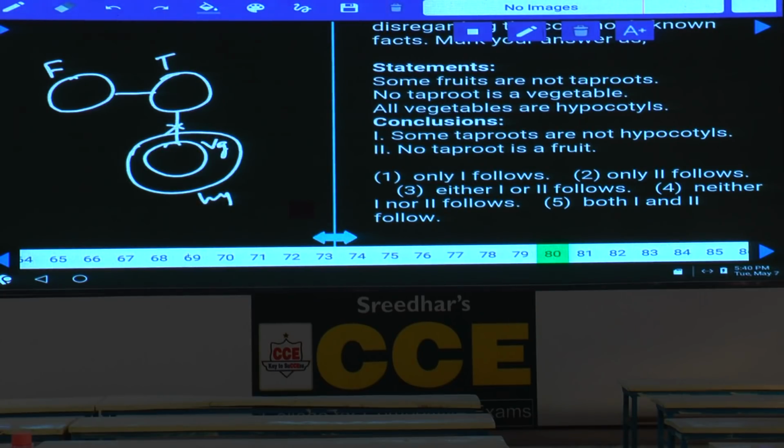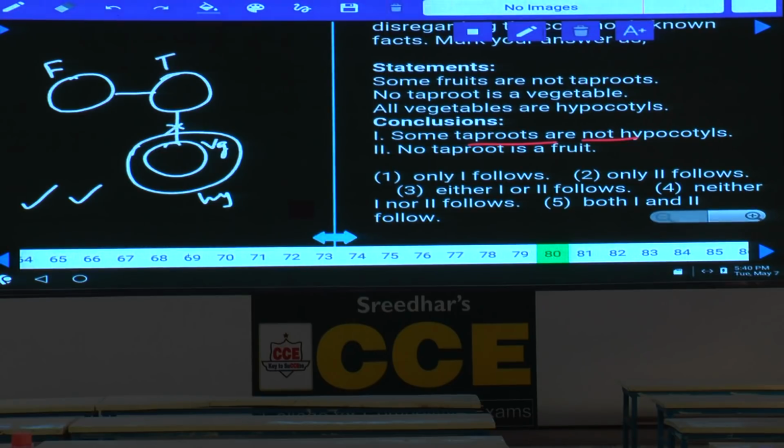And this is the next one. First one, some taproots are not hypocotyls, definitely true. No taproot is a fruit, and that is also true as of now. Both these two are negative conclusions which are true. To make this one false, we have to prove the complementary pair. For some not, its complementary pair is all taproots are hypocotyls. All taproots are hypocotyls.